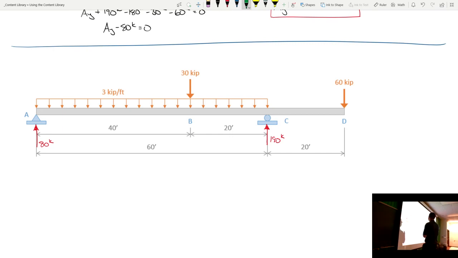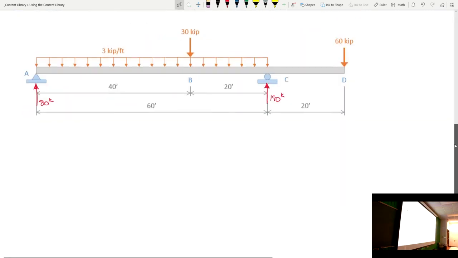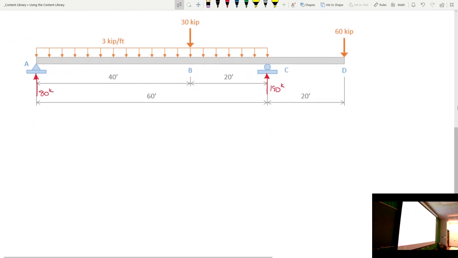But once we get to plotting the shear and moment diagrams, we go back to the beam as is, okay? So this is the beam as is, all right? So now I'm going to set up some guidelines to make my life a little easier when I'm plotting this shear and moment diagram.